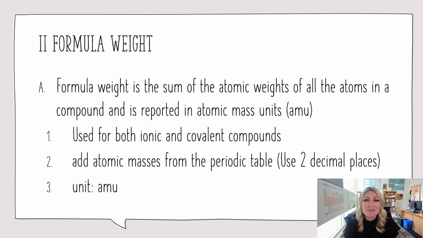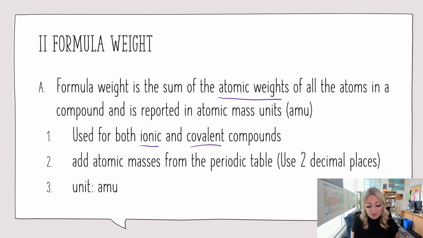All right, let's define formula weight. Formula weight is the sum of the atomic weights of all the atoms in a compound, and we will report this in AMUs, or atomic mass units. Formula weight can be used to describe both ionic and covalent compounds, although sometimes you'll hear people say molecular weights to refer to covalent compounds. That's okay, but they really are just formula weights.